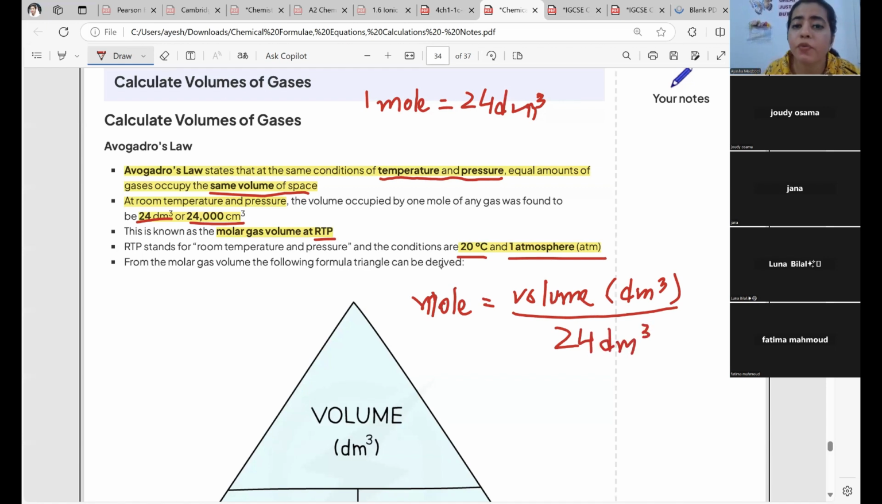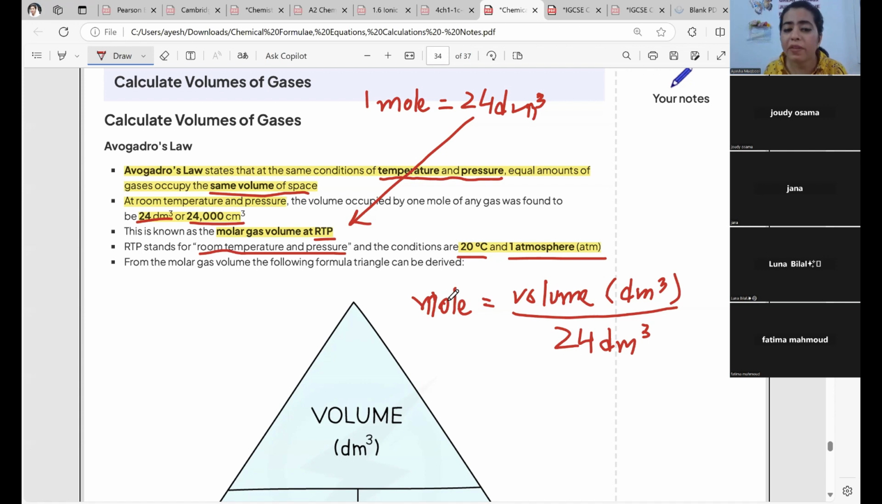Okay, this 24 dm cube is also known as molar volume of the gas at room temperature and pressure. And room temperature and pressure we can say RTP. RTP means room temperature and pressure, and that is 20 degrees Celsius, 1 atmosphere. And this 24 dm cube volume or 24,000 cm cube volume is known as molar volume of the gas.